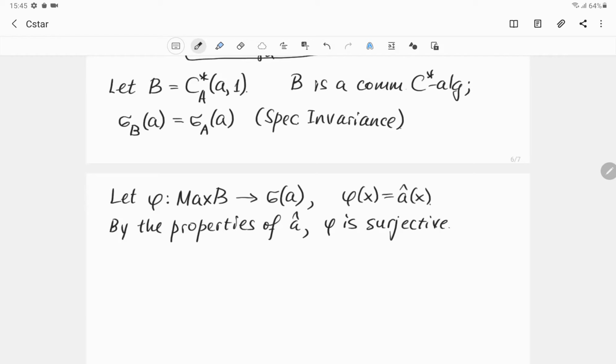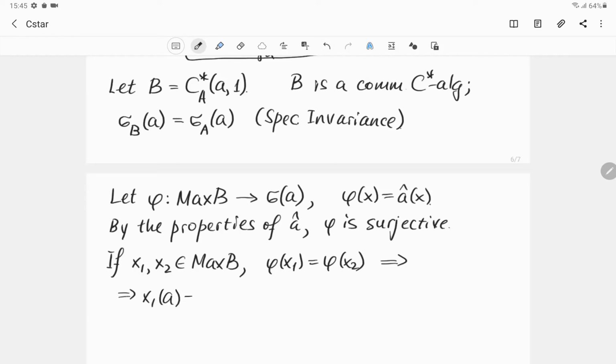I claim that phi is also injective. That is, if we have two characters, two points in the maximal spectrum of B, x1 and x2, and if phi of x1 equals phi of x2, this means that A hat, this means that x1 of A equals x2 of A.